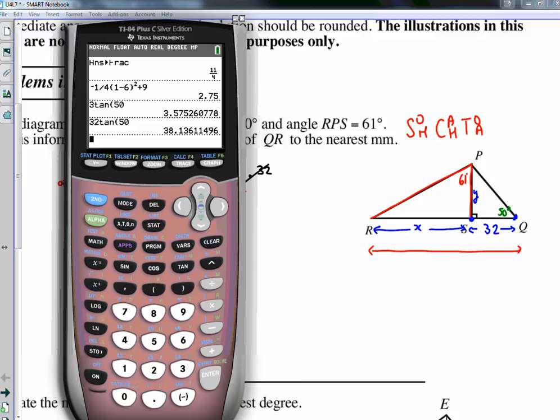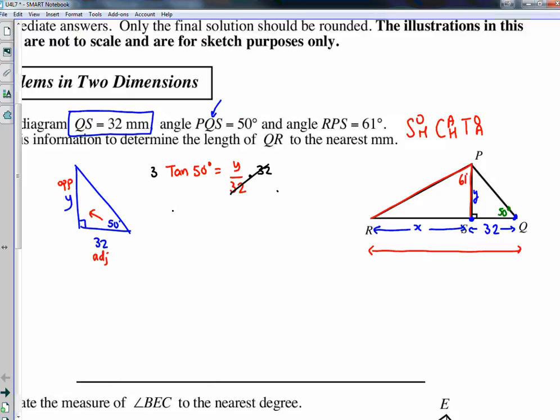Better? 38.136. Okay, we don't want to round this one because that's not our final answer. We want to still use that exact value. Because if you keep rounding all the way through, you're compromising your final answer. That's not good. Okay, so now that we know that, let's draw the triangle that's on the left now. We now know this PS side is 38.136. Right, we know the Y. We're looking for the X, and this is 61.